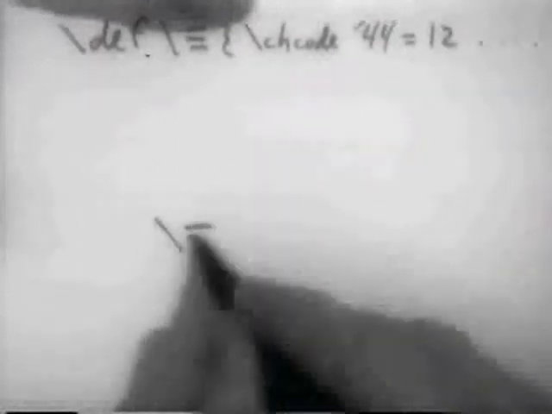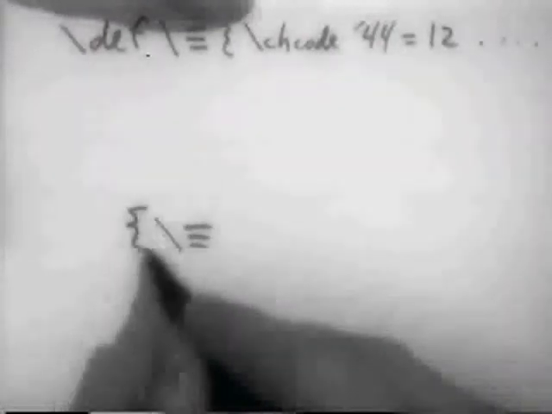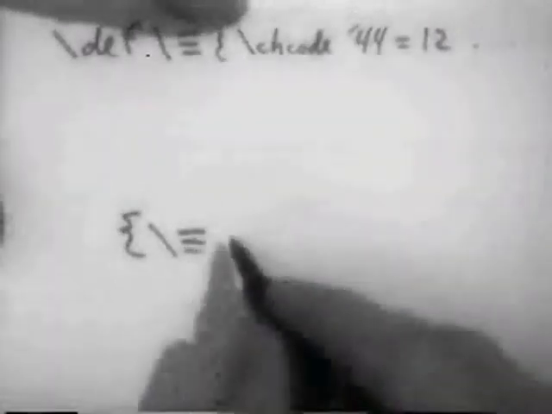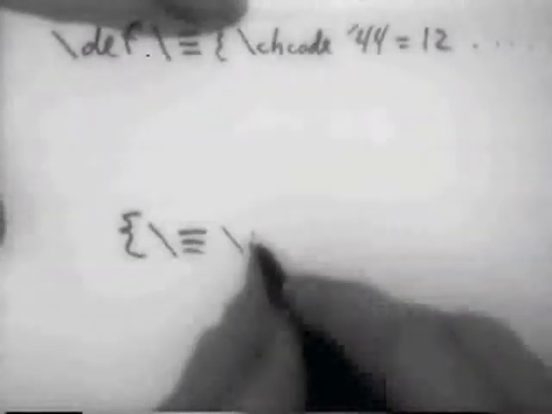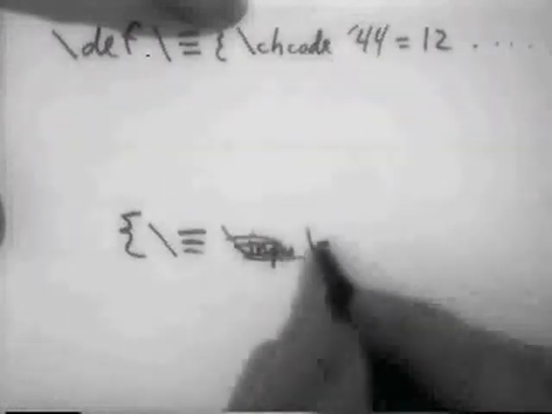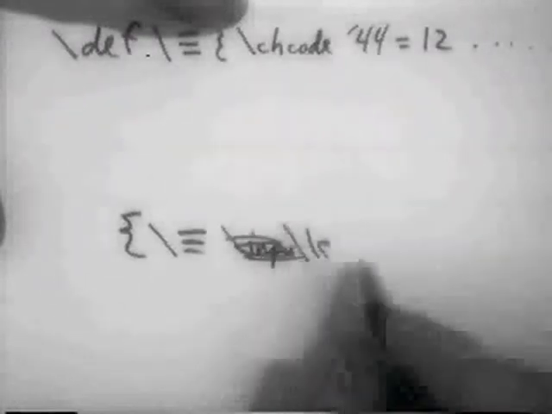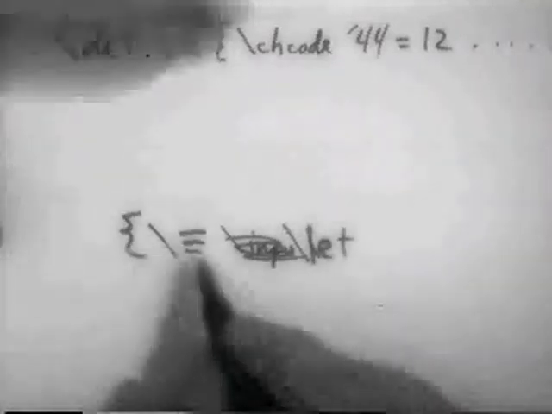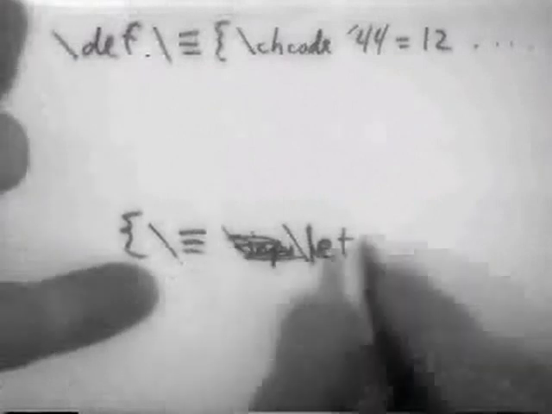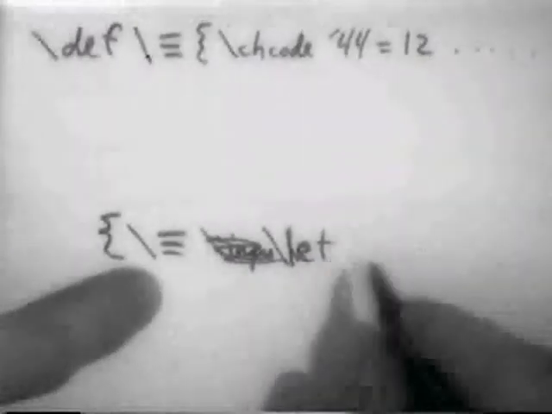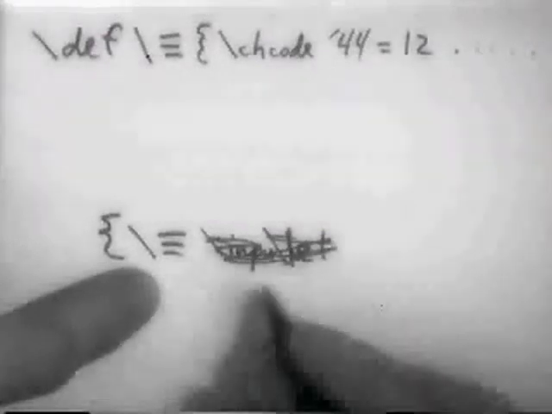I'm typing something like this. I put a left brace, and then I started this control sequence, and then I would type some random text like input basic, or I could say let. TeX would not interpret this as anything special. It would be just text inside of this equivalence mode. On my keyboard, equivalence was a nice symbol to use.